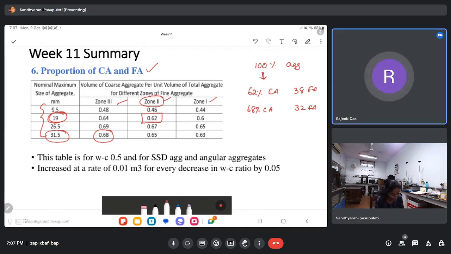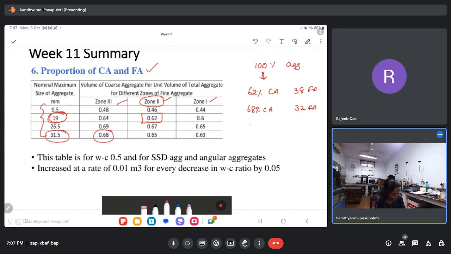But where is all this summarized? Where is this all written? This is summarized in IRC 44:2017. This is a free document. We can actually download it from Google. So all this in summary table form will be available in this code book.